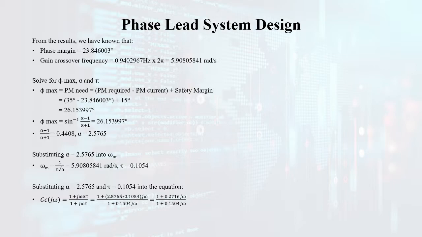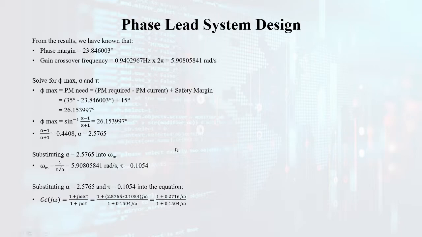To find the tau, we have to substitute the alpha we have gotten earlier, which is 2.5765, into omega m. This omega m is also given with the formula 1 over tau square root of alpha. And after solving for the tau here, we will get the answer of 0.1054.